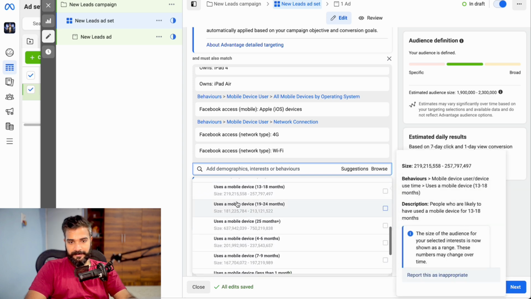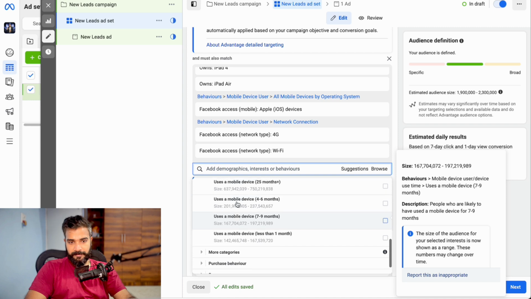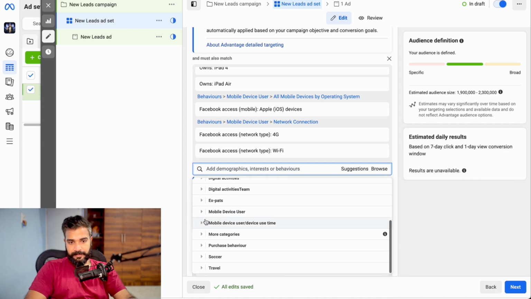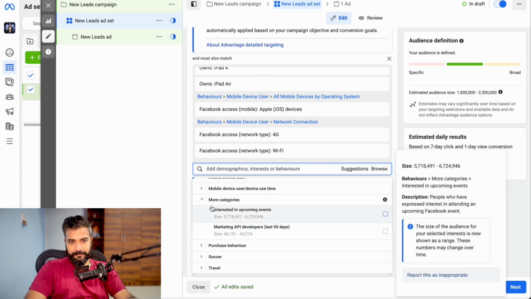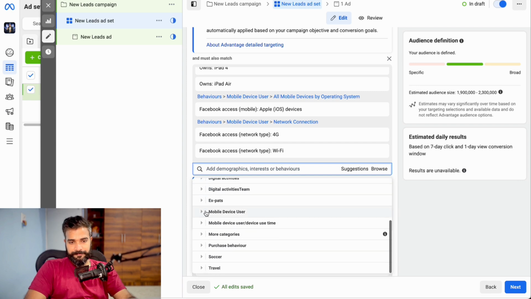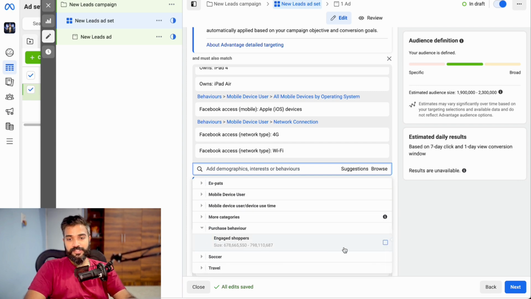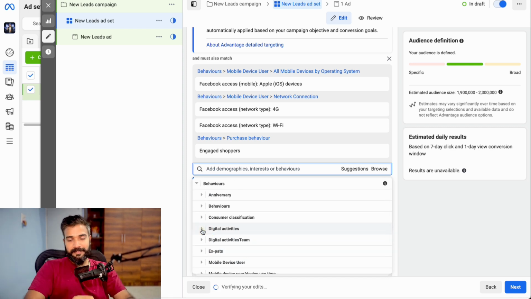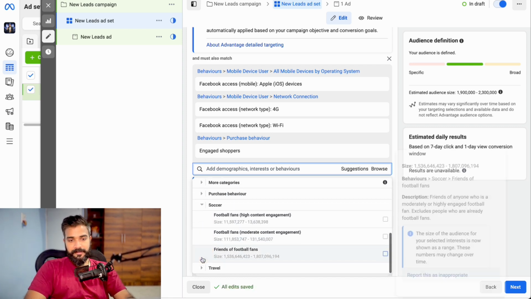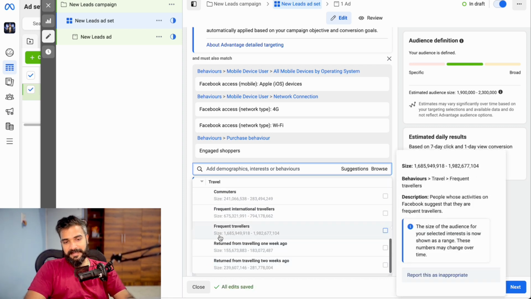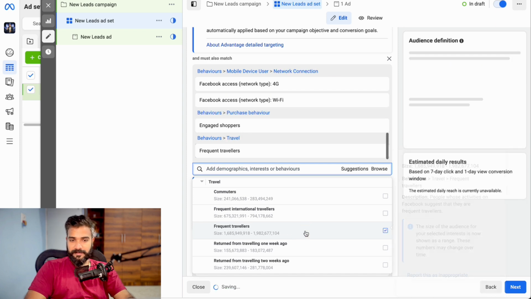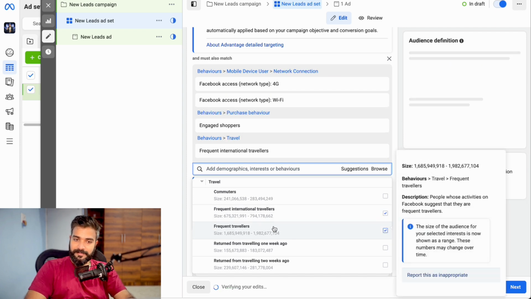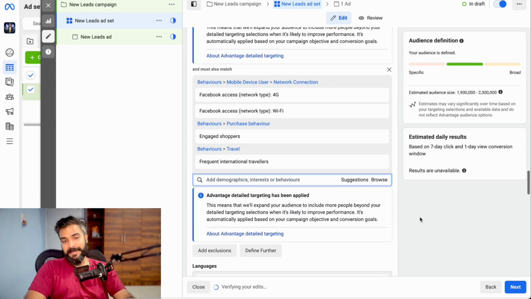Uses mobile device in less than a month. We won't need this. Let's see more categories. This also we don't know. Purchase behavior, engage shoppers, definitely. These are the people who shop from Facebook itself, who click on buttons like shop now and everything. Soccer, travel, we can add frequent travelers and frequent international travelers. These people travel a lot, so they might have money.